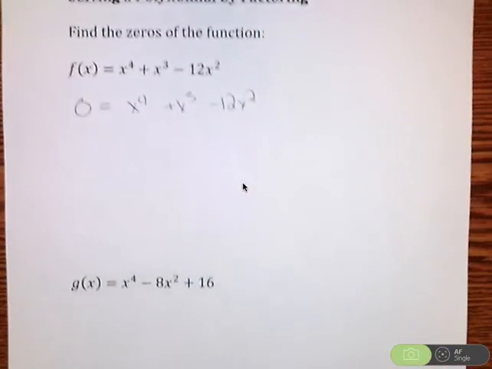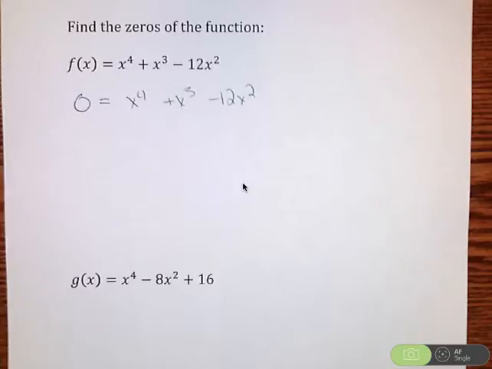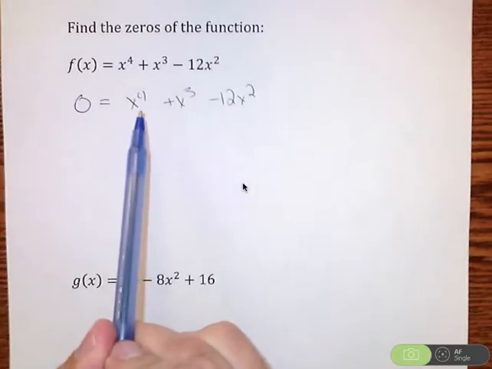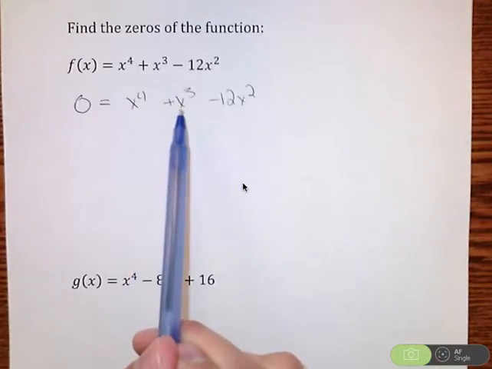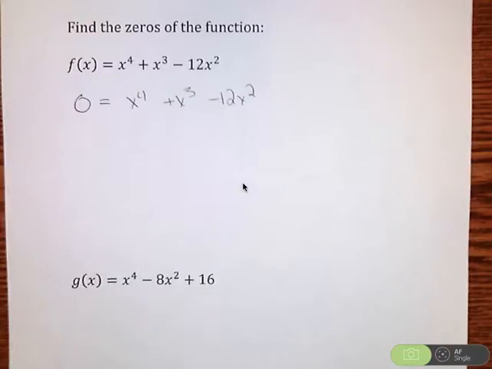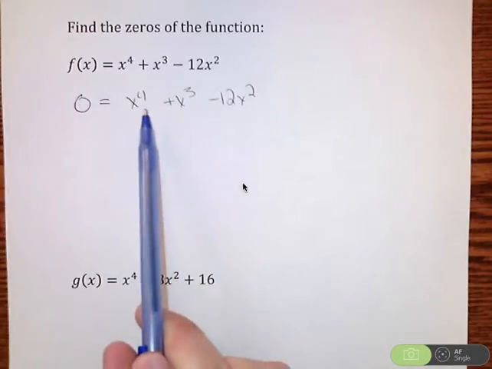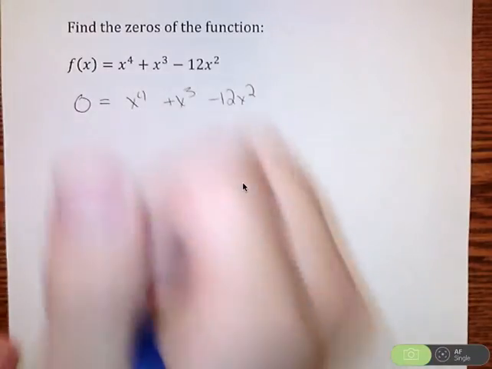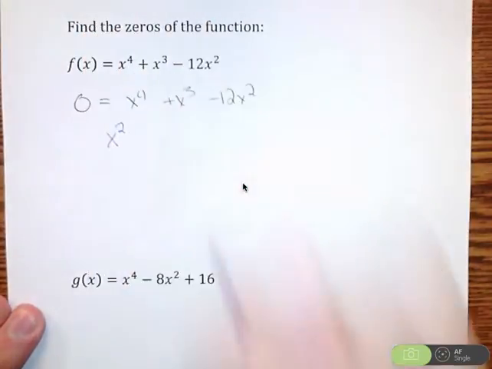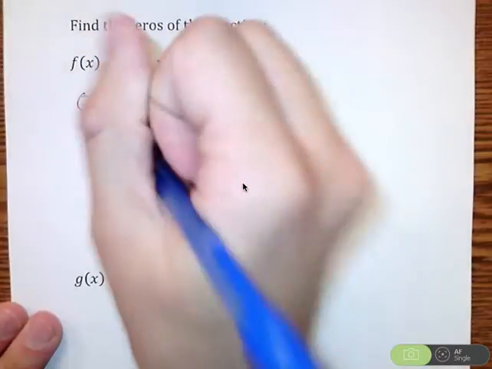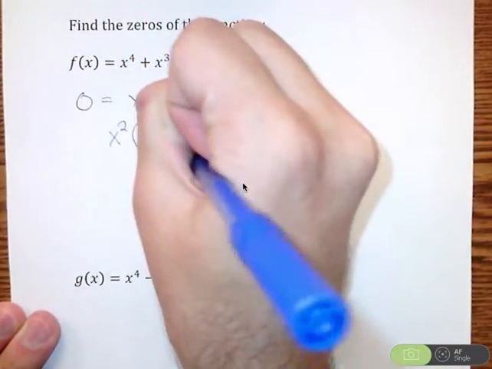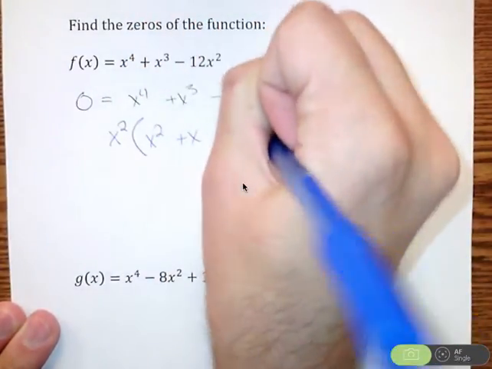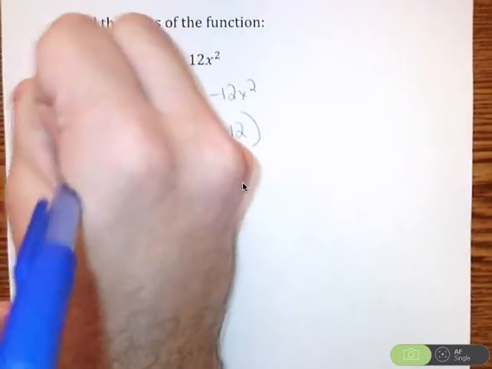Now when I factor, the first thing I look for is, is there a GCF? So is there something I could take out of all three of these terms? I have an x to the fourth, x to the third, and a negative 12x squared. If you notice, they all have at least an x squared in common. So I'm going to factor out the GCF of x squared. It leaves me x squared times (x squared plus x minus 12), and this is still equal to 0.